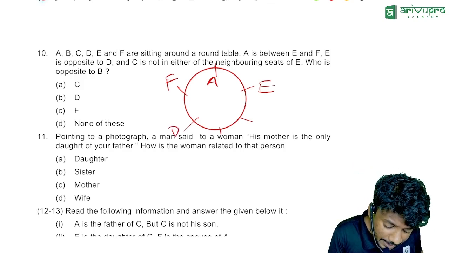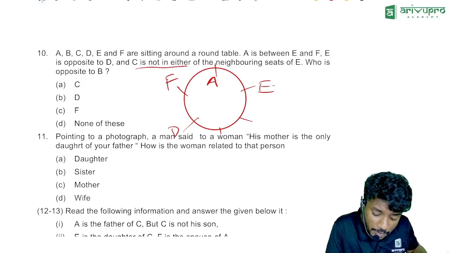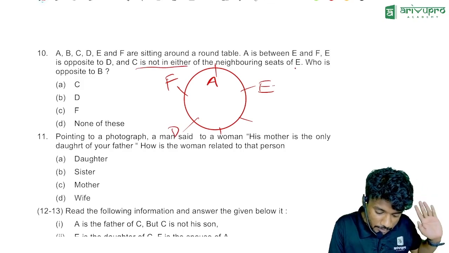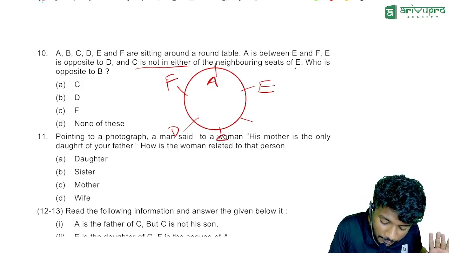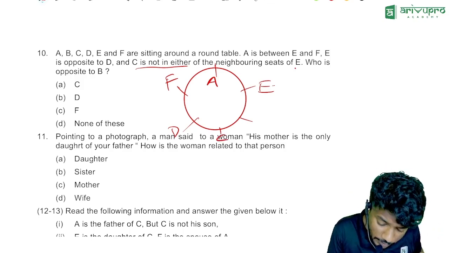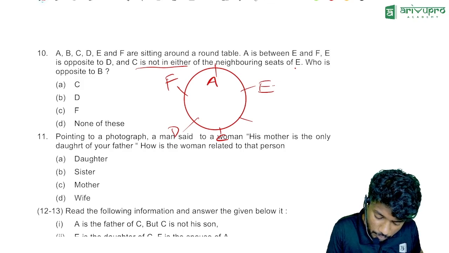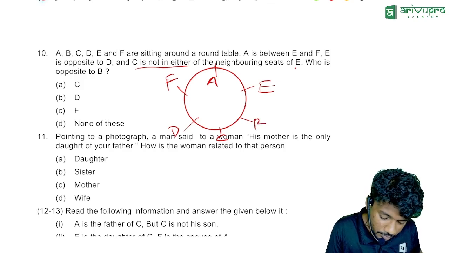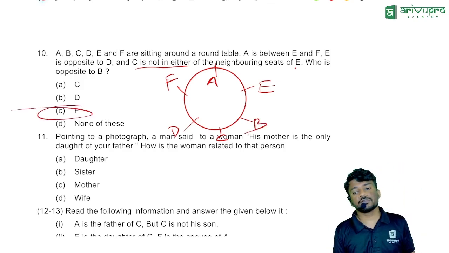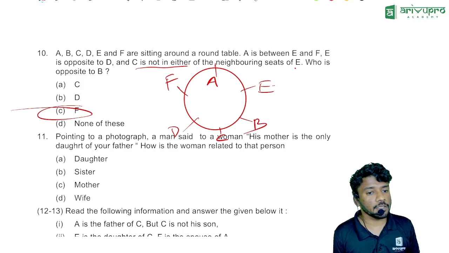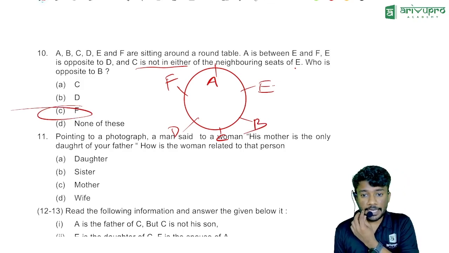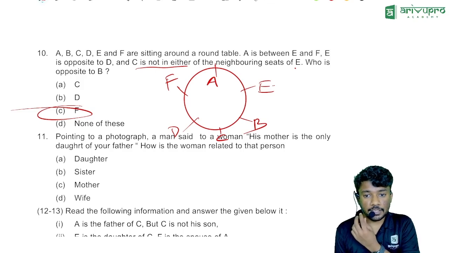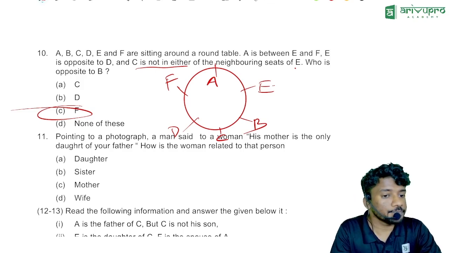Then C is not either the neighbor of E. C is not in either of the neighboring seat of E. That means C will be over here. Then who is there? Answer is what? F. That's our answer. Got the point? Any doubt? Shaimol, you understood? Yes.